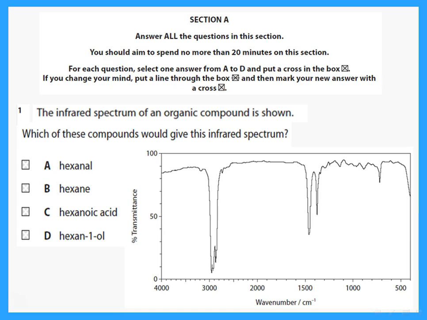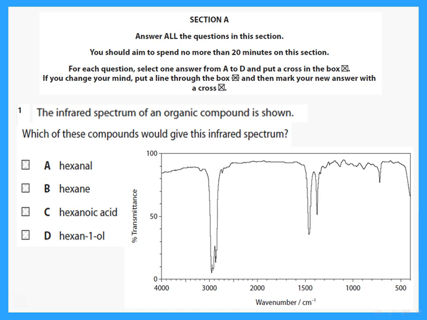Okay, let us go over this again. The first choice is hexanal, and hexanal means it's an aldehyde. We said aldehydes must have a C=O. The C=O should be around 1700. We don't have any peak at around 1700, so this cannot be hexanal or hexanoic acid, because both of them should have a C=O at 1700.